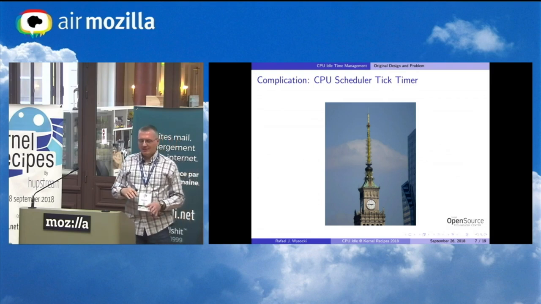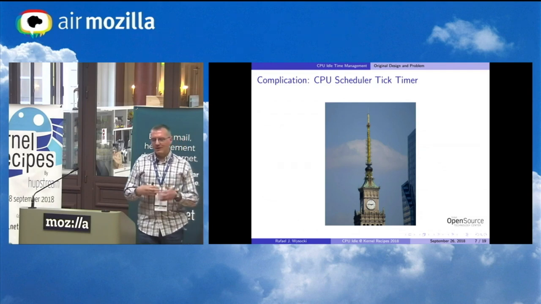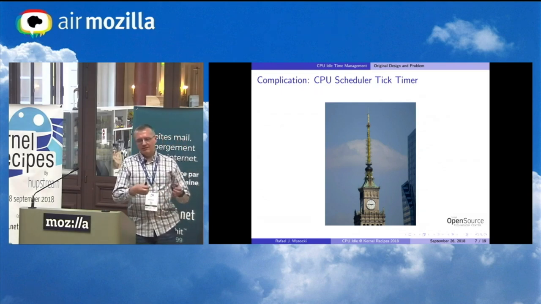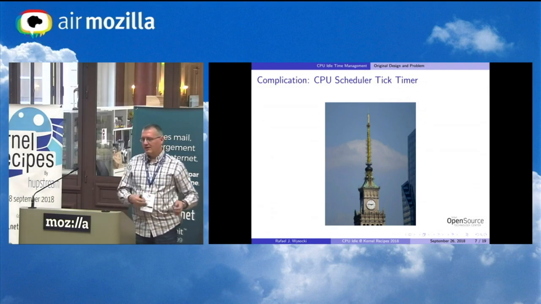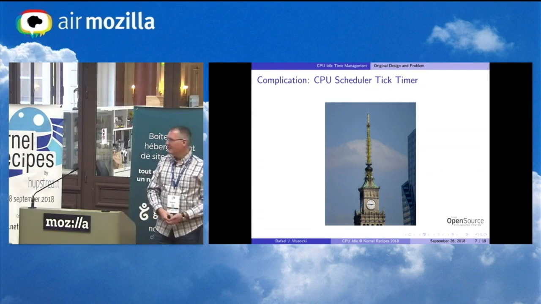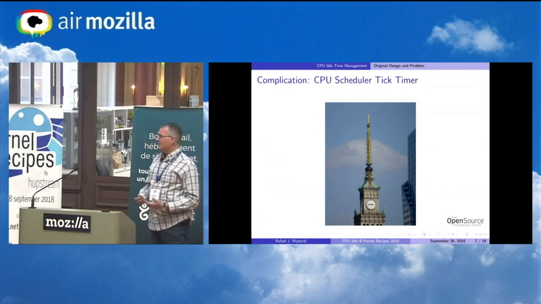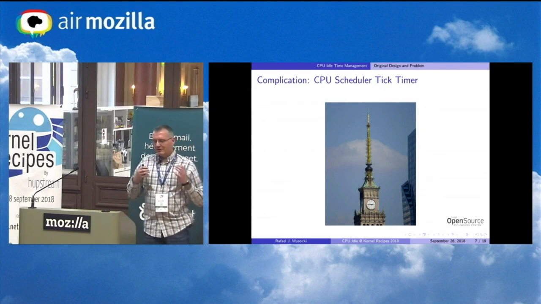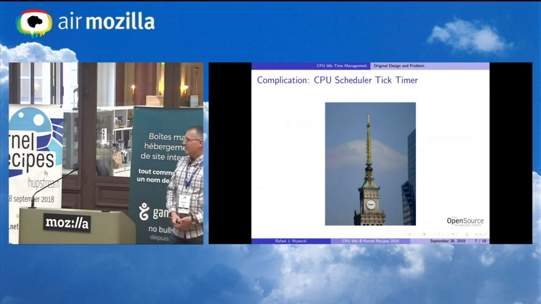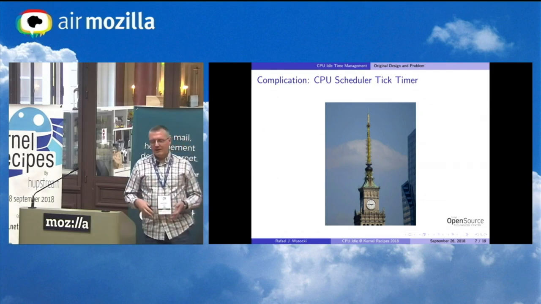And obviously, also, tasks may not voluntarily stop or go to sleep or something. So there needs to be a way to get the CPU from this task and give it to another one. And the scheduler tick is the mechanism that is basically for that. That's the main purpose of it. It does multiple other things, but most importantly it is there to implement the time sharing. But also it interferes with the idle time management.